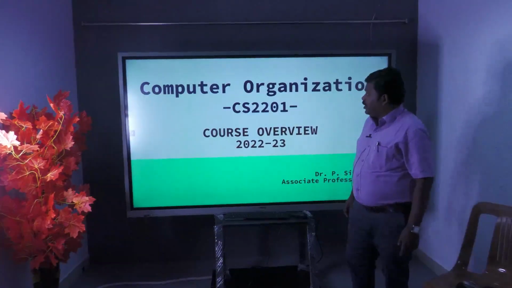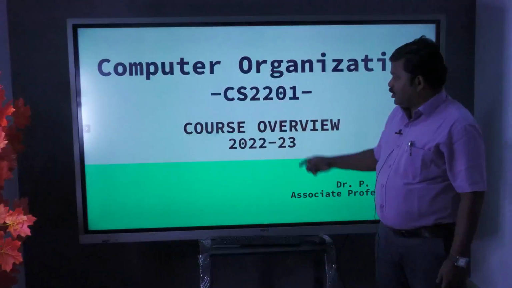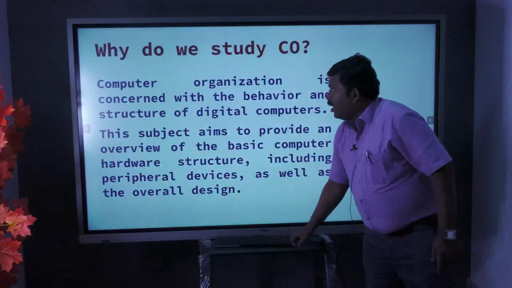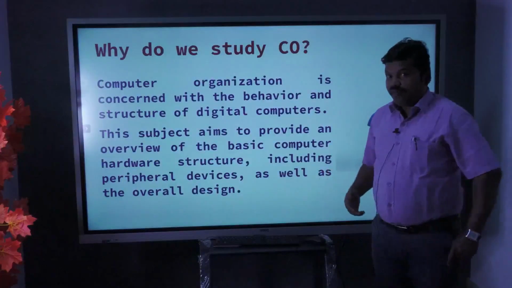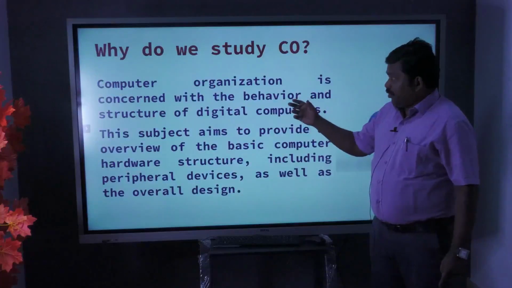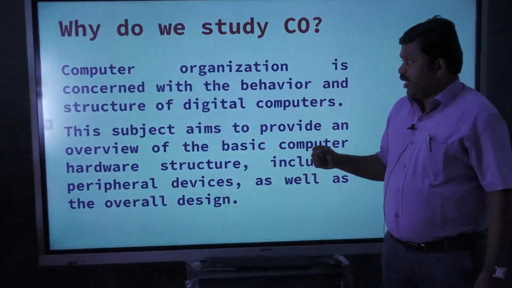Hi, today we are going to discuss the basics of computer organization, subject code CS2201. Before we get into the entire detail, we'll see a brief overview of the subject. Before that, we should know why we need to study computer organization.